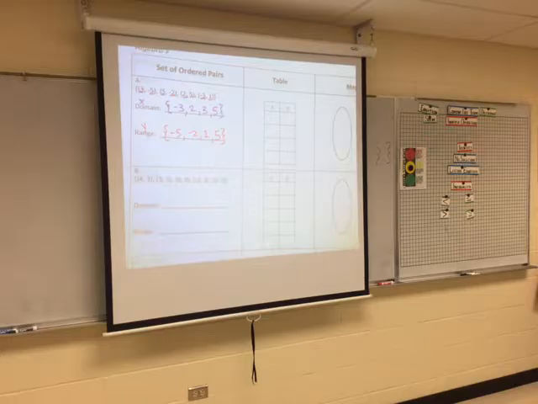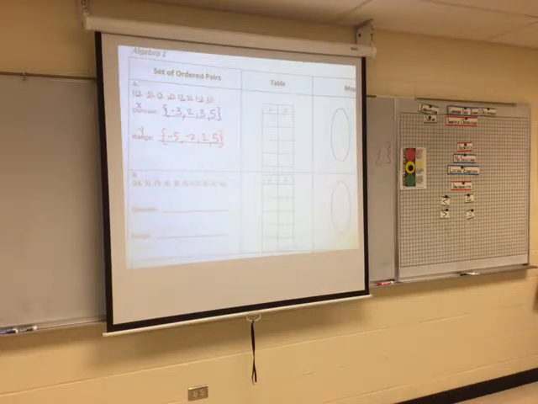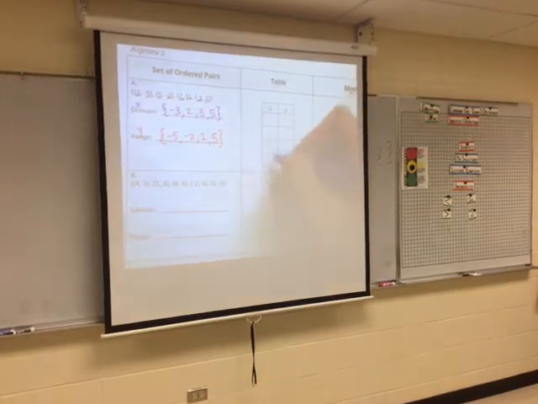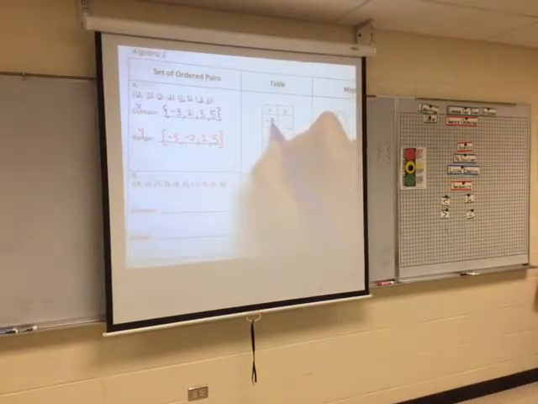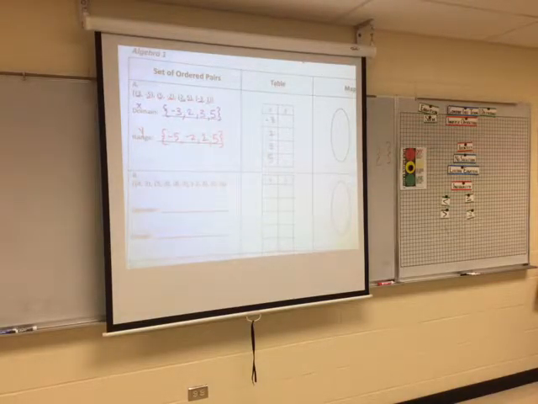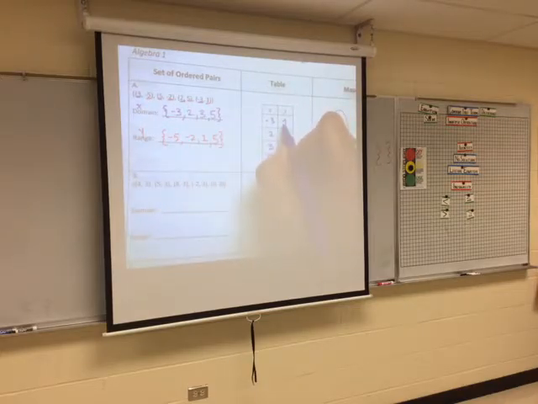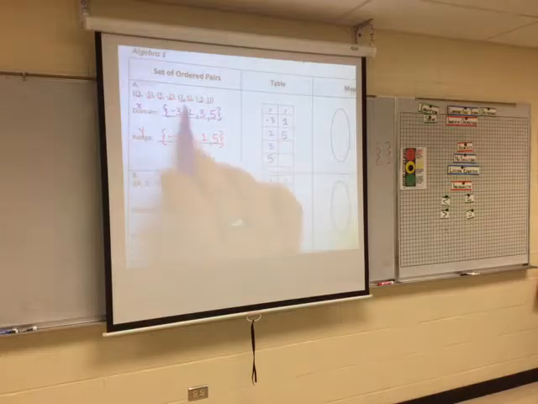Well, I can create a table out of this, can't I? So, what's normally in order in our table? The x values or the y values? The x values, right? So I'm going to list my x values. I have -3, 2, 3, and 5. Well, -3 corresponds to 1. 2 corresponds to 5. I'm looking back at my ordered pairs.